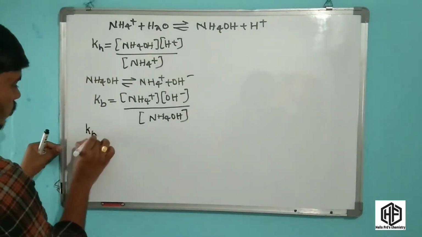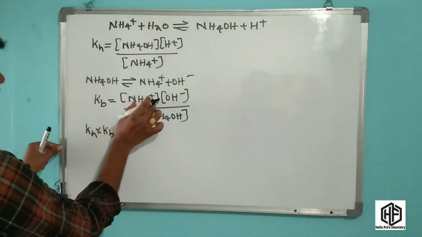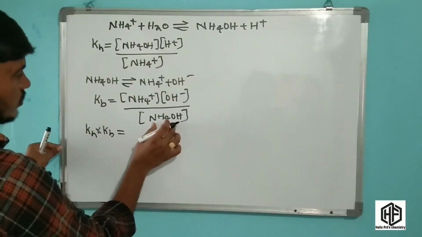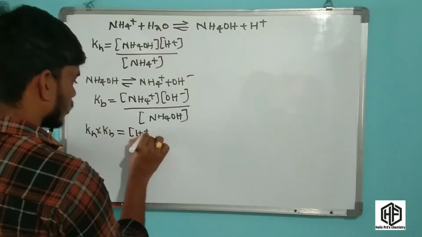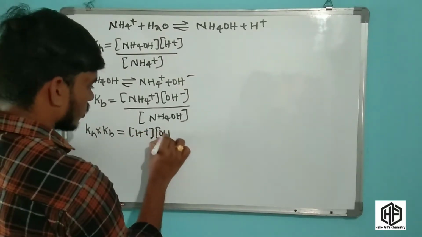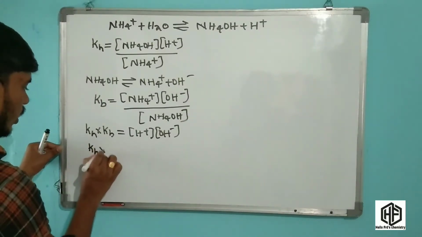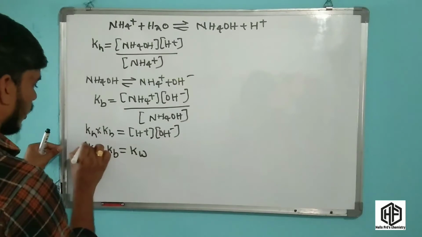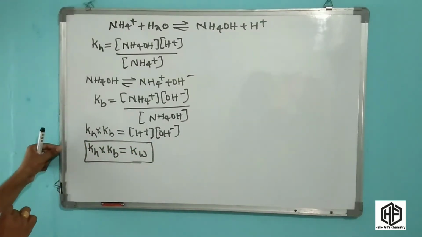Now KH into Kb, what happened, friends? This NH4 plus and this NH4 plus are cancelled. This NH4OH and this NH4OH are cancelled. Now what happened there? Concentration of H plus into concentration of OH minus. Now KH into Kb is equal to KW. This is one of the important formulas present in there.